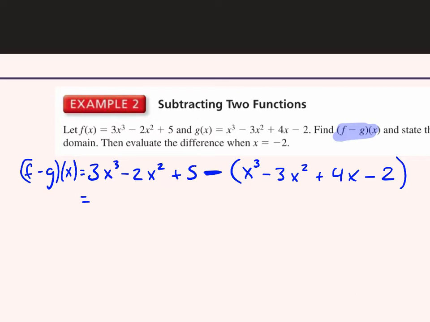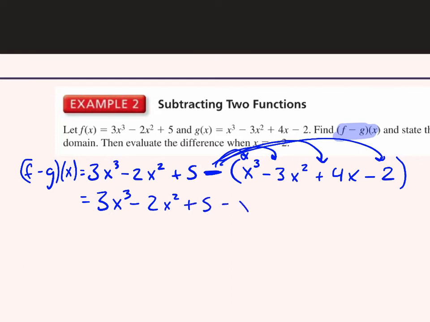Distribute the negative. So we're distributing the negative to everything after it. So this is 3x cubed minus 2x squared plus 5 minus x cubed plus 3x squared minus 4x plus 2. So we just changed the sign of everything after our negative.